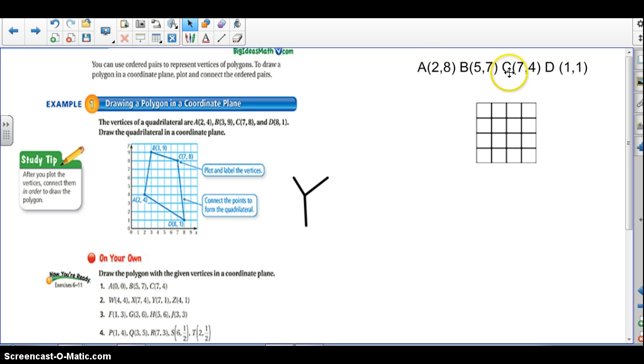I would like you to draw a quadrilateral using these coordinates. Then you can click on this square to check your answer. When you're done with that, please do the on your own. Check your answers in the book and come on back.